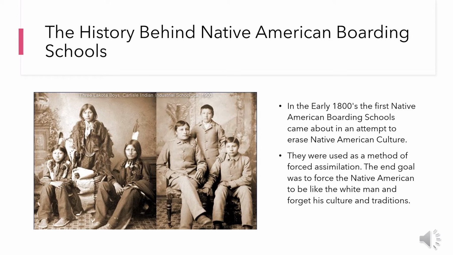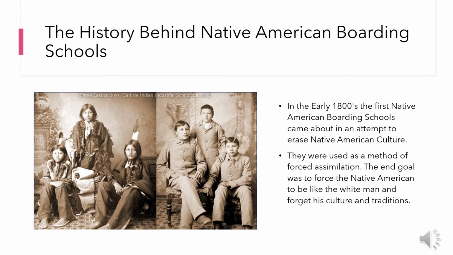The history behind the Native American boarding school. In the early 1800s, the first Native American boarding school came about in an attempt to erase Native American culture. They were used as a method of forced assimilation. The end goal was to force the Native American to be like the white man and to forget his cultures and traditions. In the picture to your left, you can see the three Lakota boys. They are some of the first attendees of the Carlisle Indian Industrial School circa 1900.